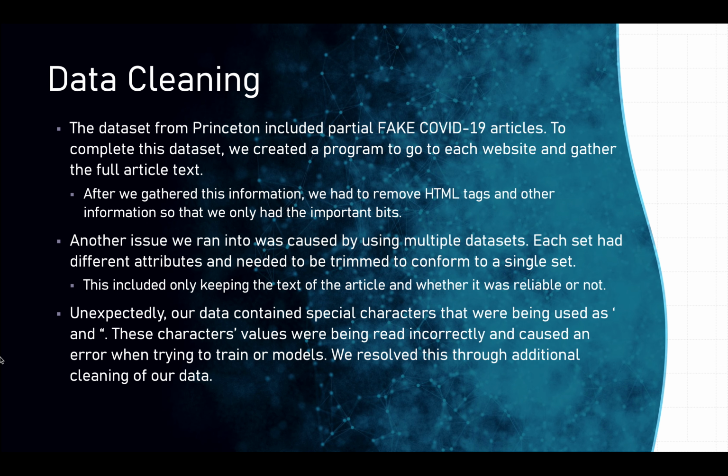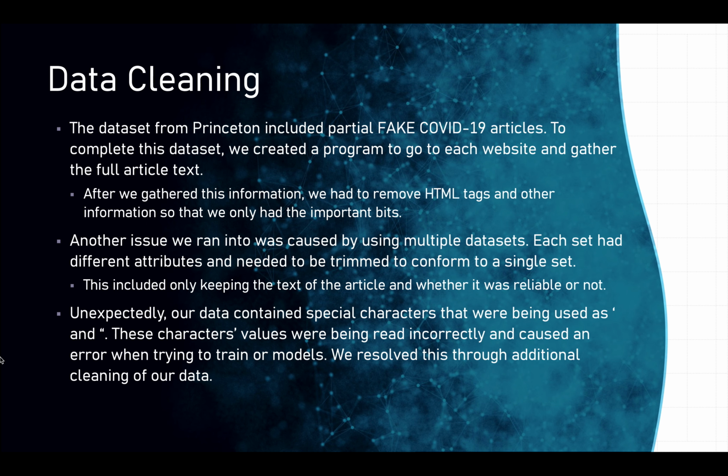Another issue we ran into was caused by using multiple data sets. Each set had different attributes and needed to be trimmed to conform to a single set. This also included moving around some of the columns so that everything was consistent, with having just the body of the article and then whether or not it was reliable.